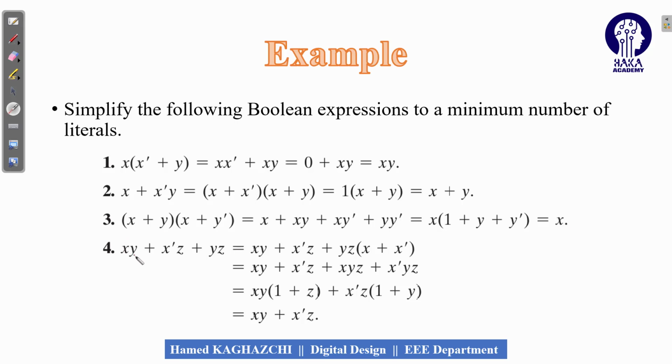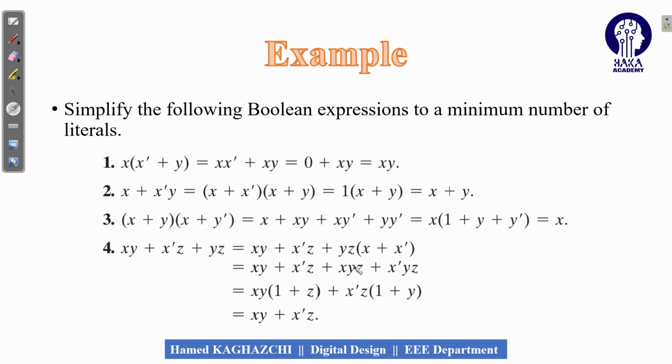Now let's look at here. xy or x prime z or yz. Now, you can see that here we don't have x. How can I add x in this term using x or x prime? Because we know that the result of x or x prime is equal to 1. And if I AND with this yz, the result will not change.